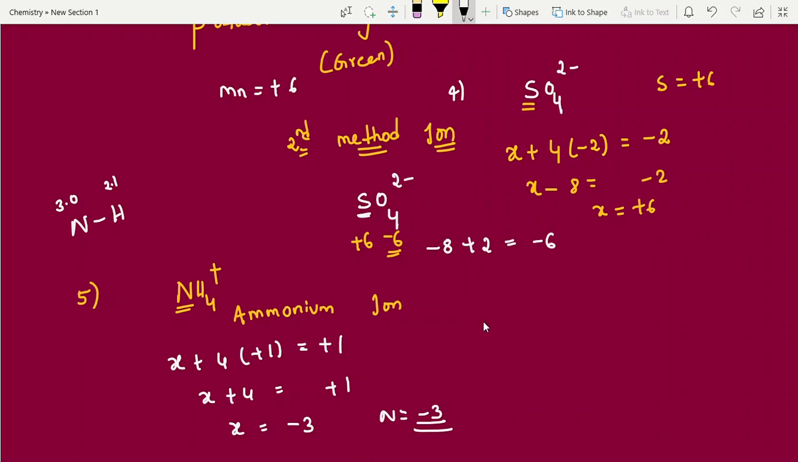Can you try this one? Did you get it? Yes. This is plus 4 and give the charge. This is what, students? You will get plus 3. Hydrogen will get plus 3. This is minus 3. You can go for calculation like this.